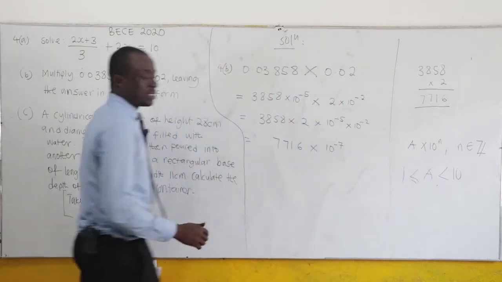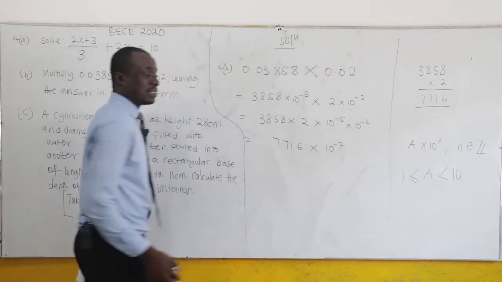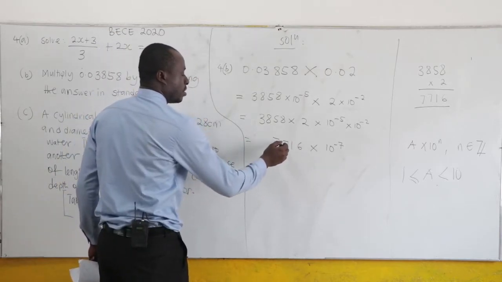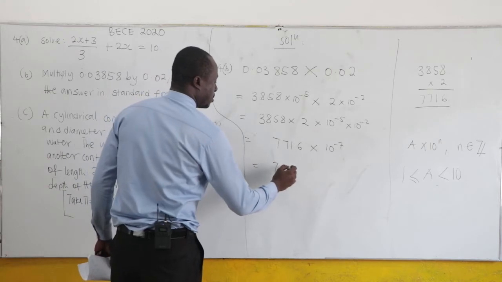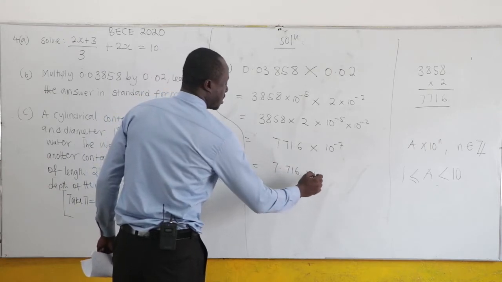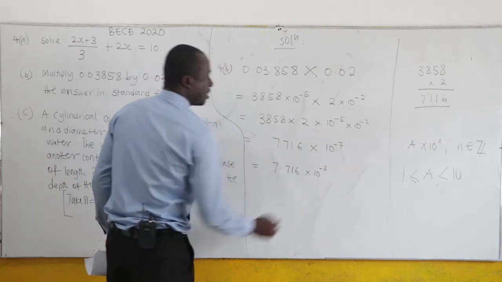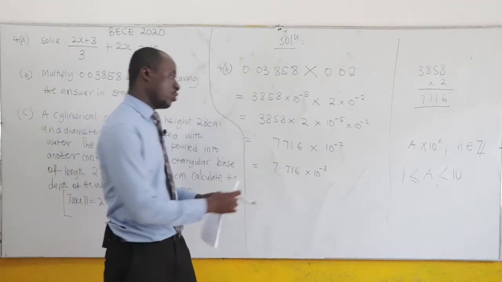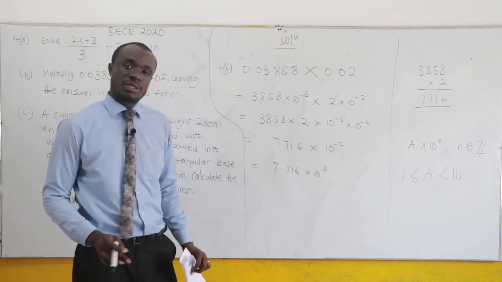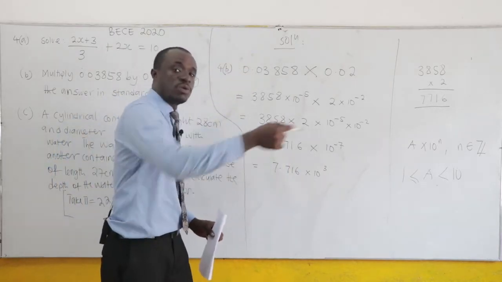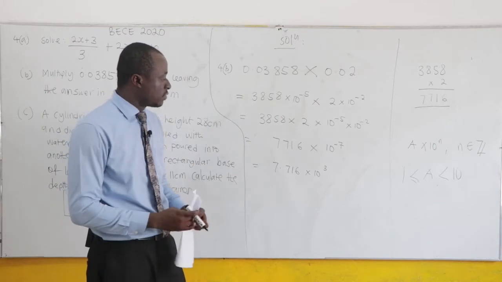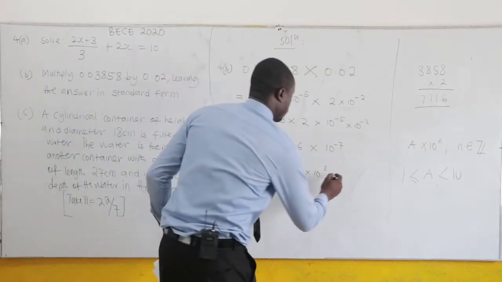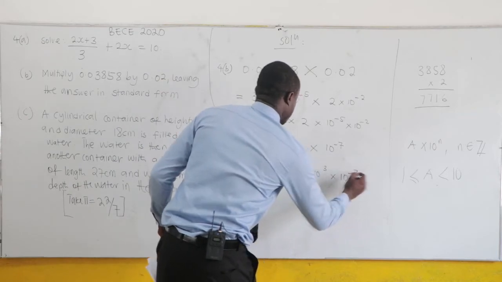So hence, we have to move the decimal point over. For every whole number, the decimal point is at the end. So the decimal point is here. Let's move 1, 2, 3. So here we have 7.716 times 10 to the power, because we are moving leftward, the power becomes positive. When you are moving rightward, the power becomes negative. So leftward, the power becomes positive.